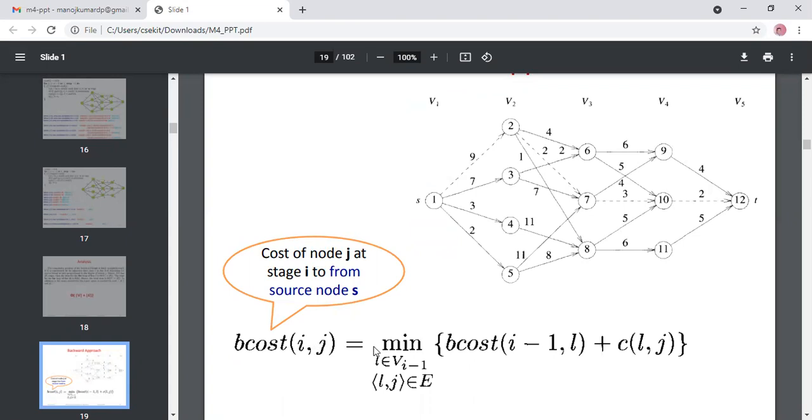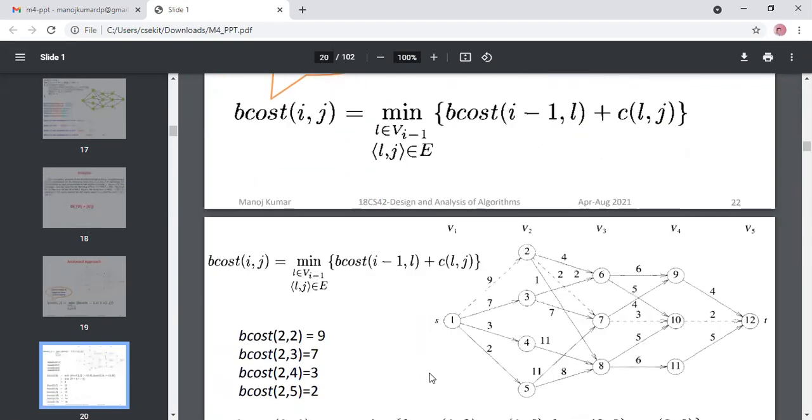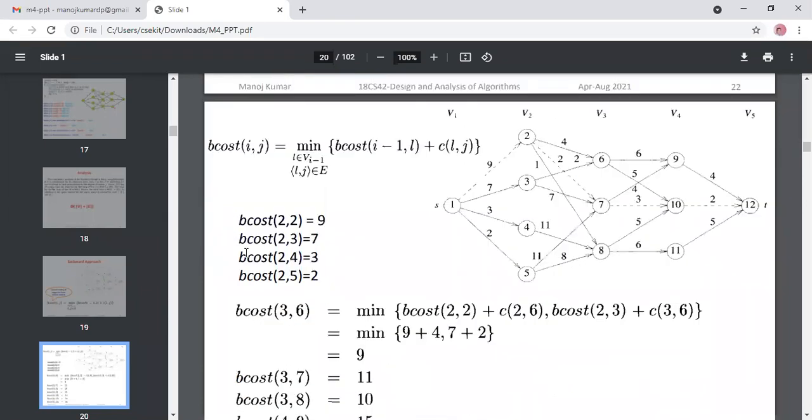B cost of i comma j is equal to min of B cost of i minus 1 comma l plus C of l comma j. So this is the formula we have taken to find the path cost of the graph. So cost of 2 comma 2 is equal to 9. So how do you find that the cost of 2 comma 2 is equal to 9?